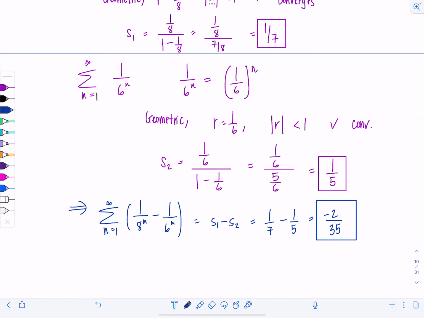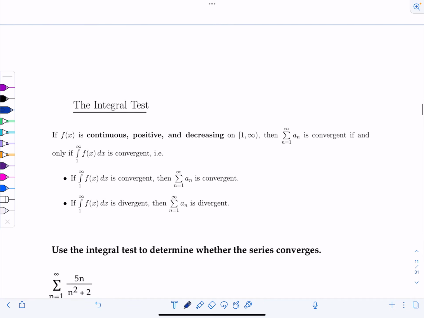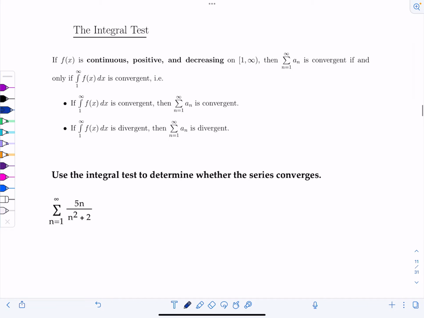All right, beautiful. I feel good about the geometric, telescoping, and test for divergence. So now let's get into the other tests that we can use.